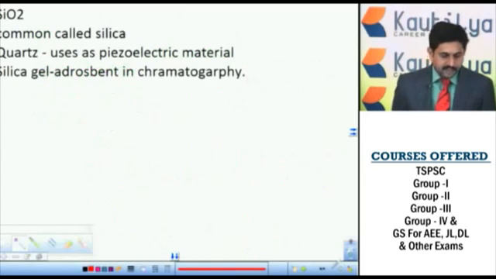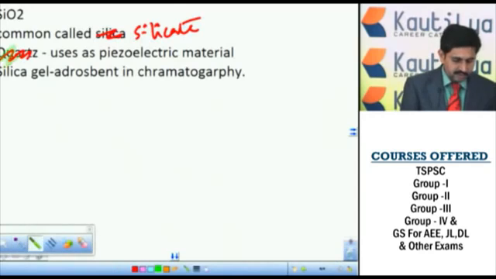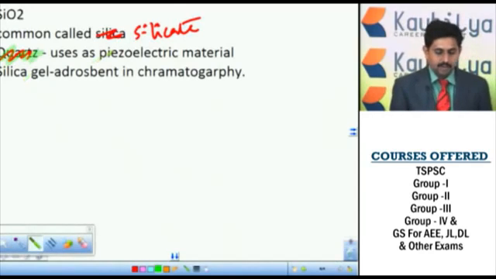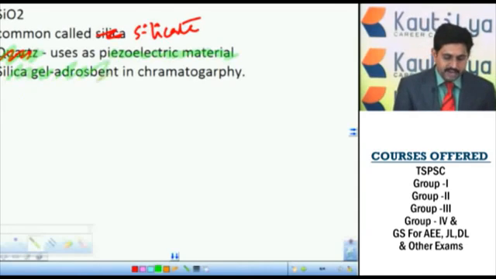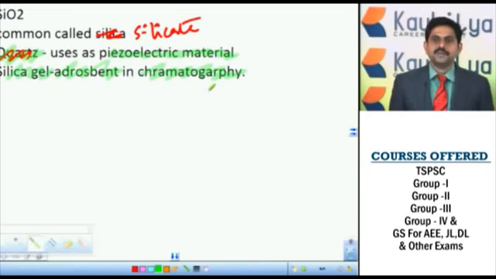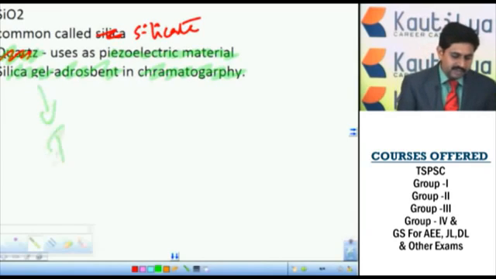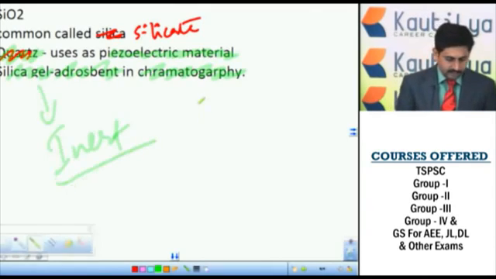The next one, silicate, that is SiO2, silicon dioxide or silicate, commonly called silica. The pure form is called quartz, and it is used as a piezoelectric material in watches. Silica gel, which is made from silicate, is useful as an adsorbent in chromatography, a process of separating different types of liquids based on their adsorption coefficient. Here the silica gel acts as an inert medium that does not react with any other chemicals.